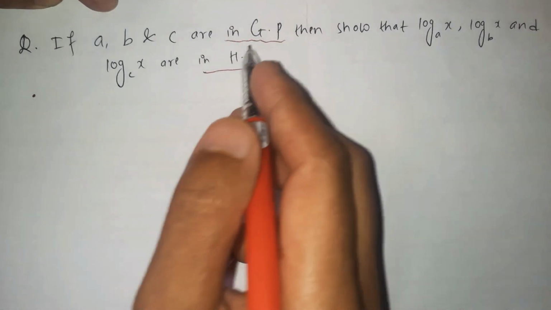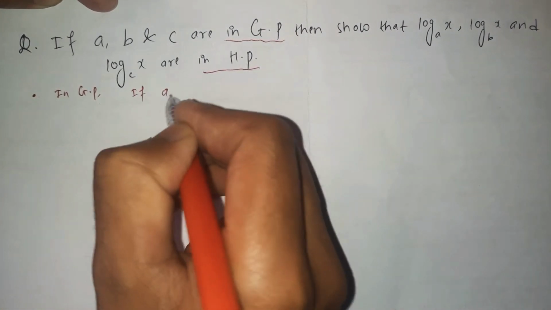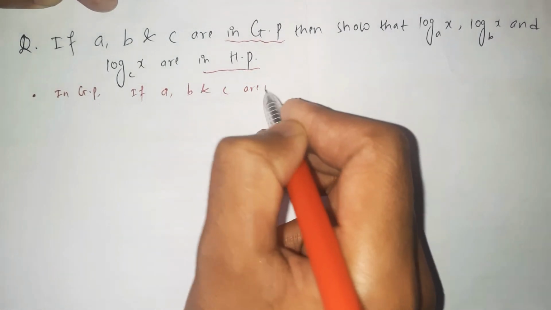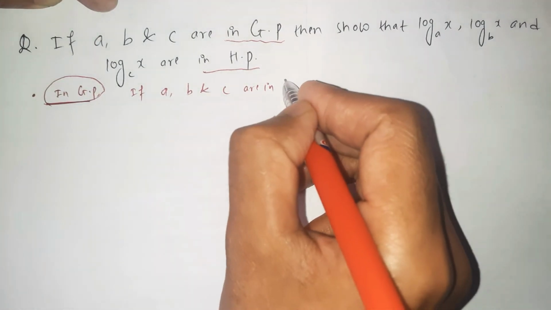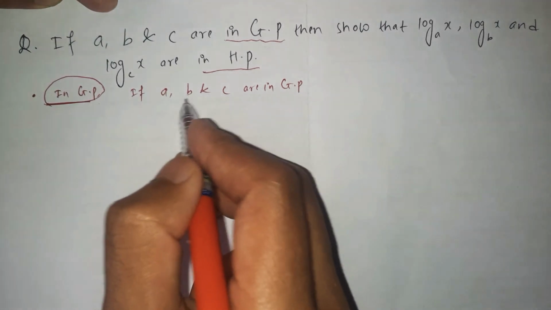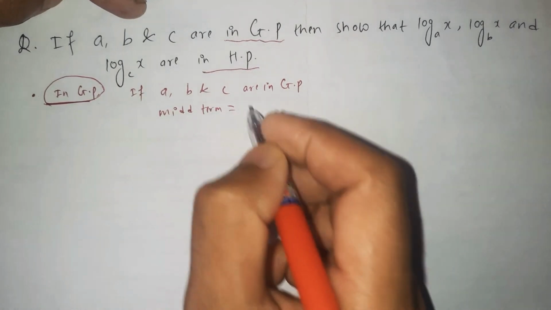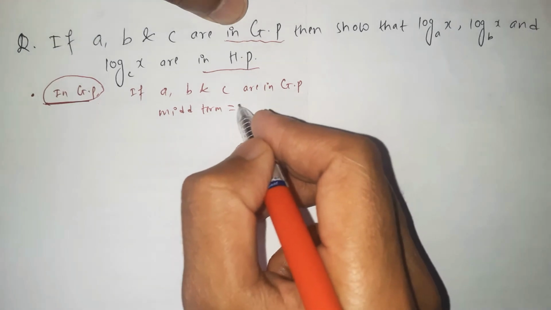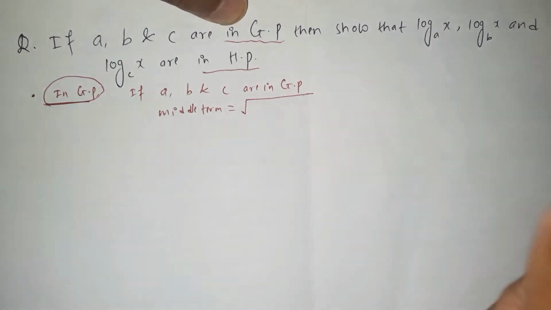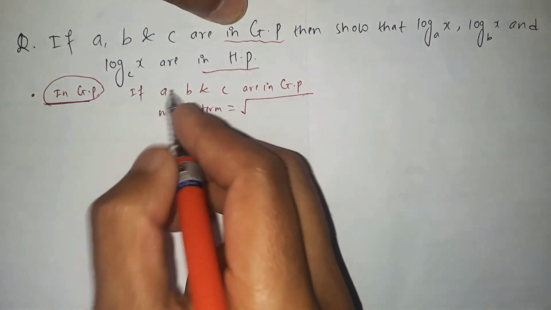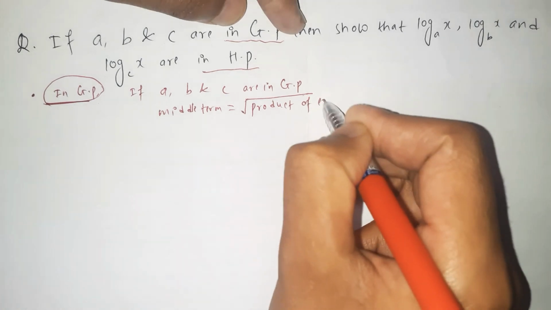The first point to be noticed is, in case of GP, if A, B, and C are in geometric progression, then the middle term, the value of the middle term, will be the square root of the product of the extremes. Here the extremes are A and C.